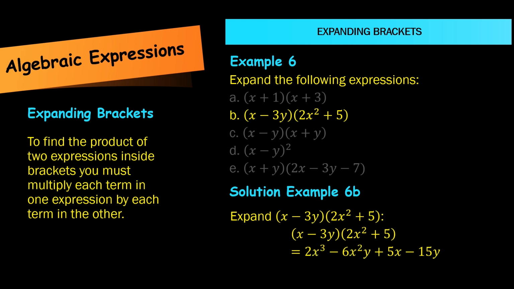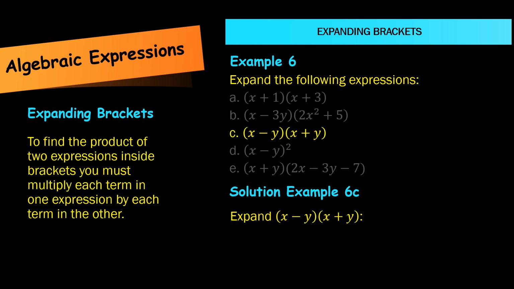And now for part C. We are required to expand x minus y times x plus y. X times x, x times y, minus y times x, and minus y times y. We tidy up, so xy minus yx is actually 0. So we're left with x squared minus y squared.